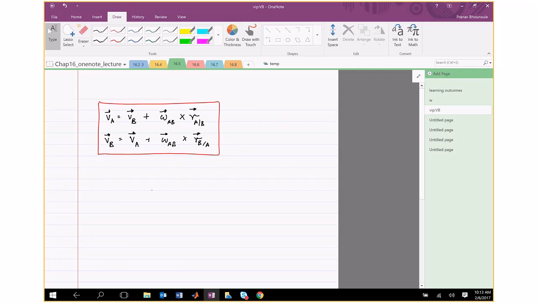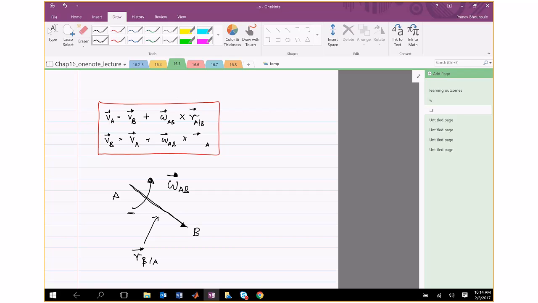So the key idea is that if this is the vector from A to B, and if this vector is rotating with an angular velocity of omega AB, so omega AB is what? The vector points in which direction? It comes out of the plane of the paper, right? In order to get omega AB, you take your right hand and curl your fingers along the direction I've shown here, and the thumb gives you the direction of the angular velocity. It's the right hand rule.